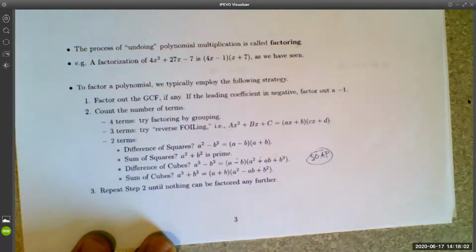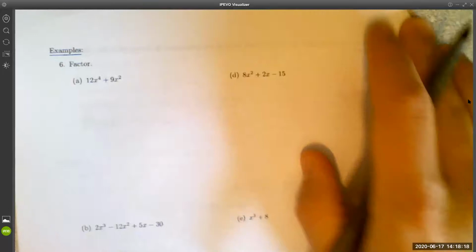So, a lot of information there. Let me walk you through several examples. How many examples do I have here for us? 12 examples. Yeah, so I've got 12 examples of this. So let's walk through them.